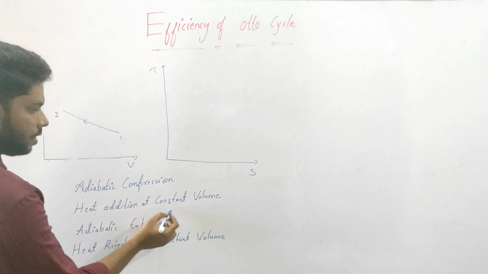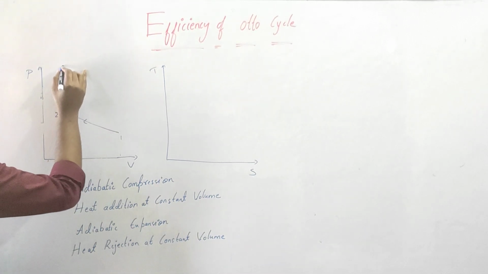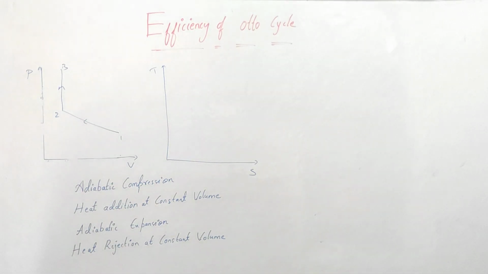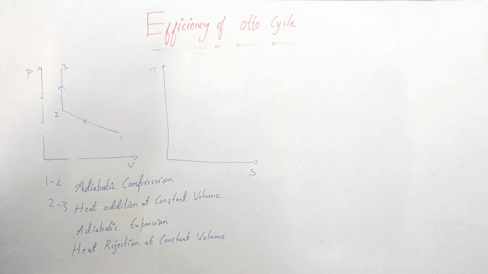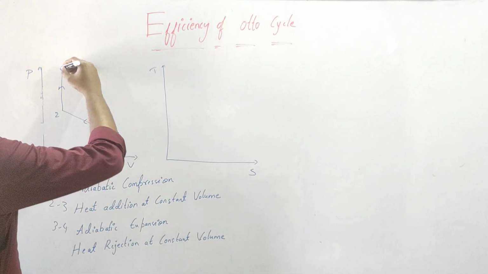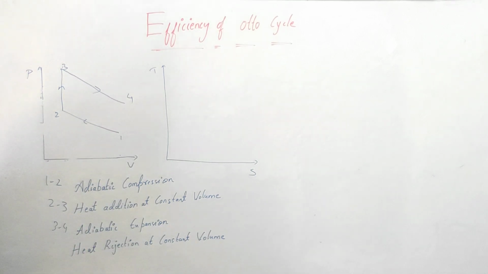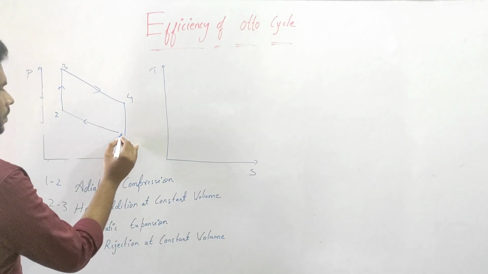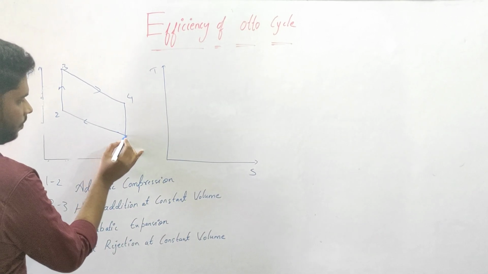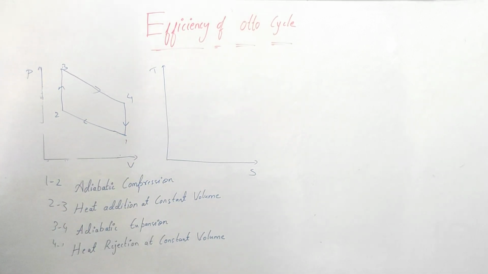Now heat addition at constant volume is a straight vertical line, because the 2 to 3 process is at constant volume. So the 1 to 2 process is adiabatic compression and 2 to 3 is heat addition at constant volume. Now 3 to 4 is adiabatic expansion, or isentropic expansion, shown in the PV diagram like this. Again 4 to 1 is heat rejection at constant volume, shown like this. This is the PV diagram for the Otto cycle.